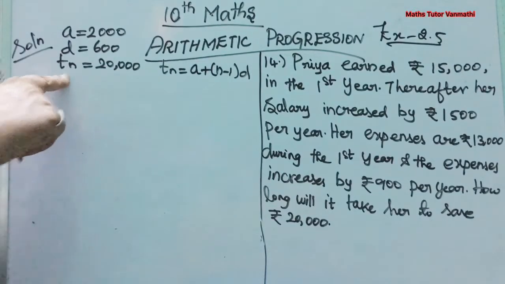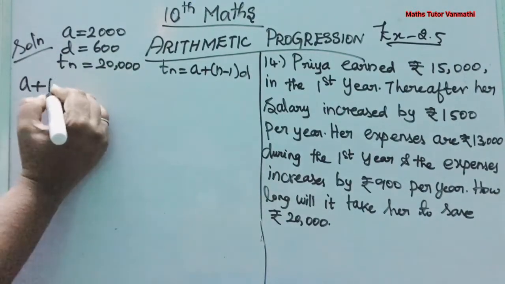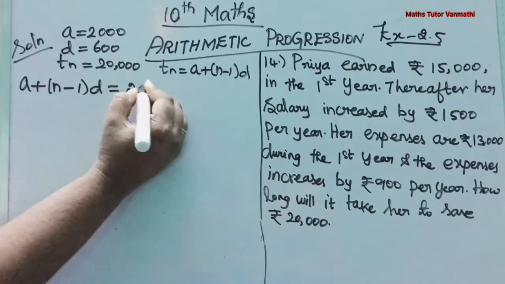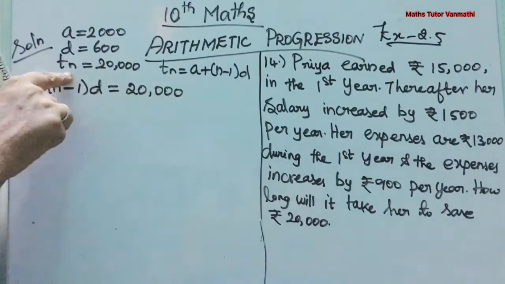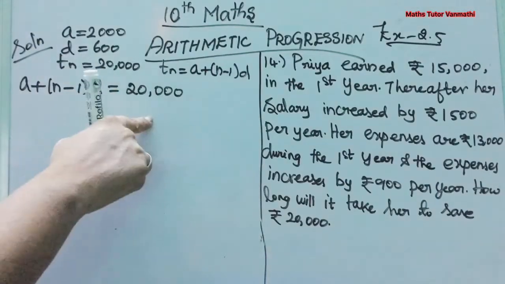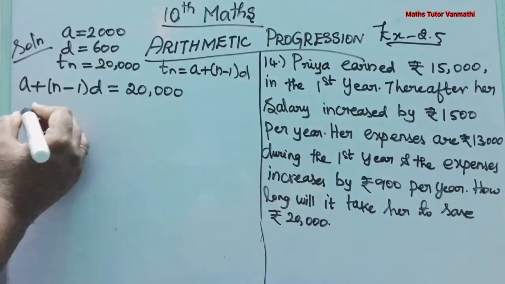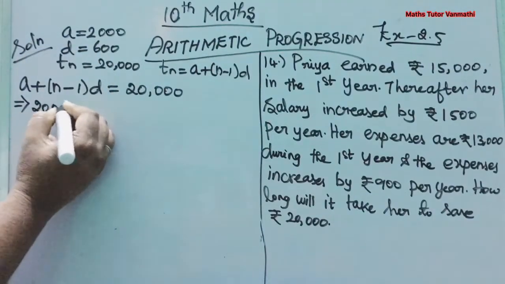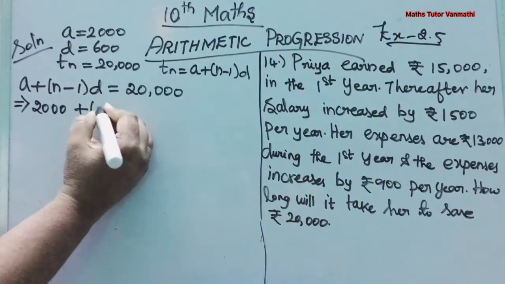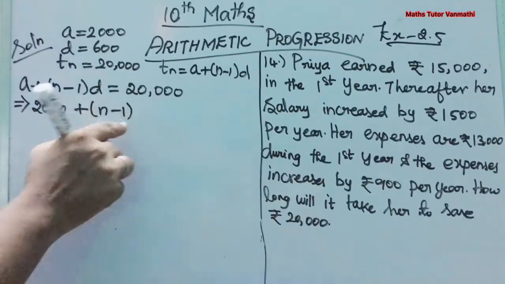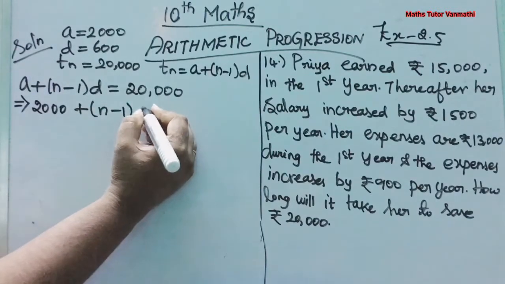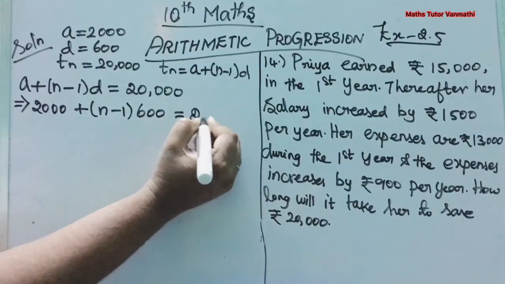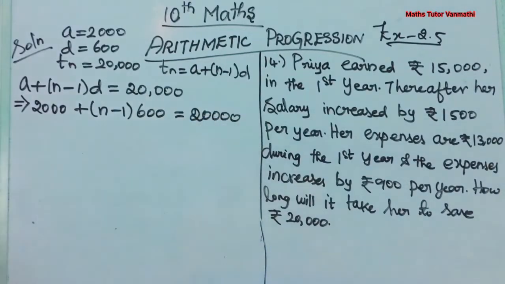So here we are replacing the general term A plus n minus 1 into D, which is equal to 20,000, because the Tn value is 20,000. So we are equating. Next, what is your A value in this? 2,000 plus, we don't know the n value, so keep it as it is, n minus 1. What is your D value? Common difference is 600, which is equal to 20,000.